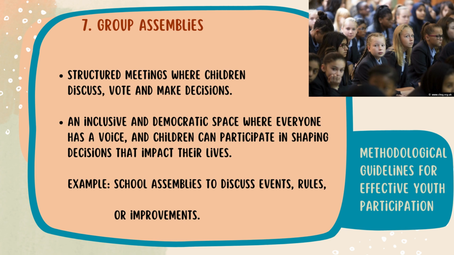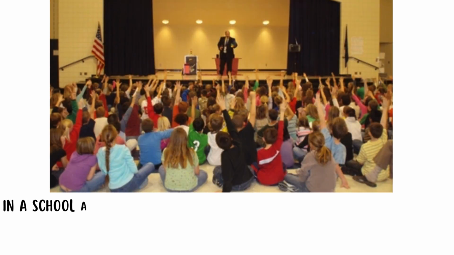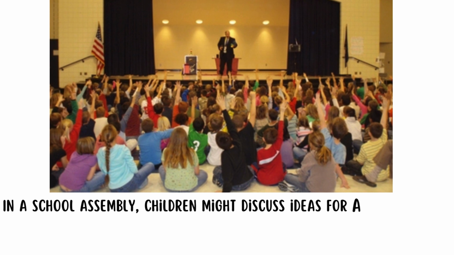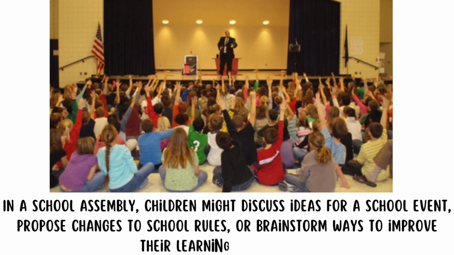that impact their lives. A clear example would be in a school assembly. Children might discuss ideas for a school event, propose changes to school rules, or brainstorm ways to improve their learning environments, with the whole group involved in the decision-making process.